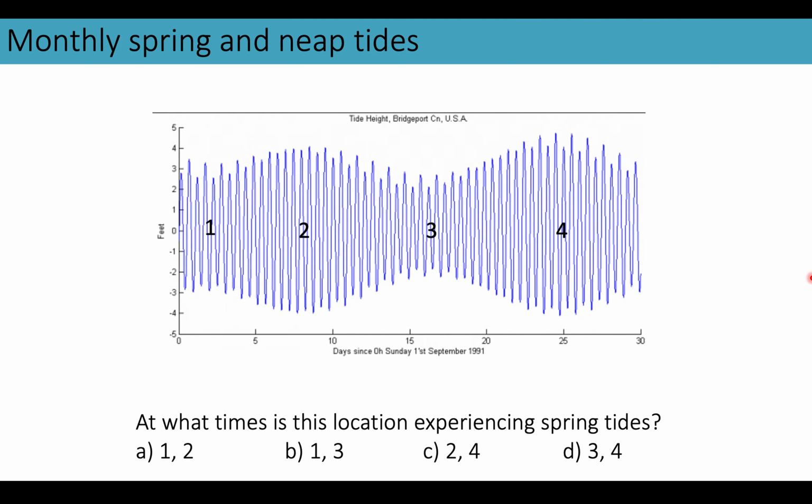So on this graph, at what positions, 1, 2, 3, or 4, or which combination of those positions, is this location experiencing spring tide? So where are we seeing evidence of spring tides?